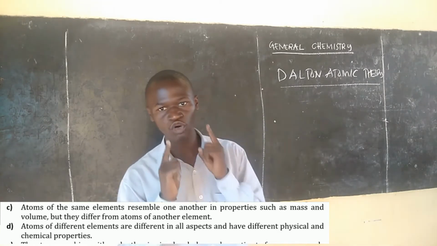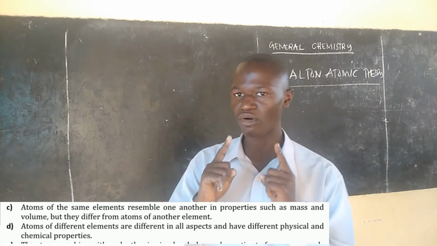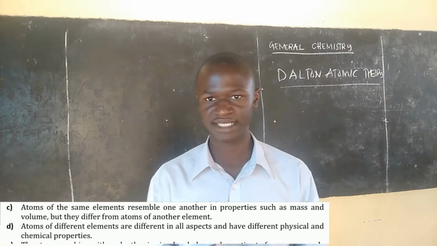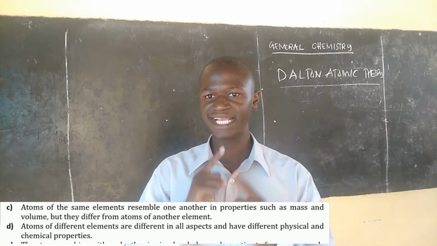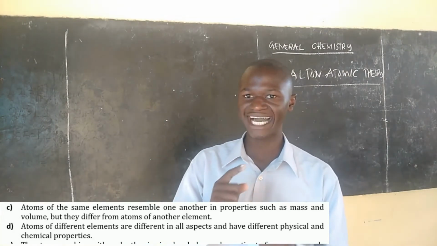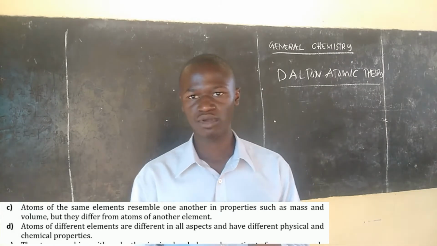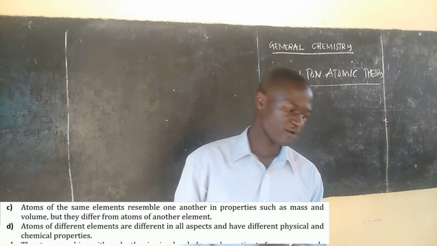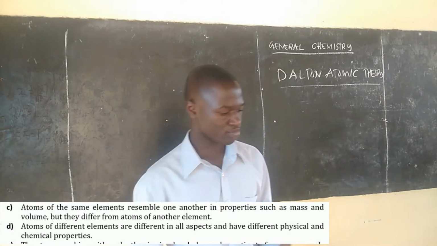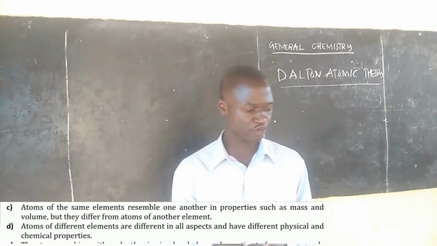Atoms of one element resemble one another in properties. Resemble, they are similar, or they are alike. Resemble, zinafanana kwenye properties mbalimbali. Tumetolea mfano hapa ni mass and volume.